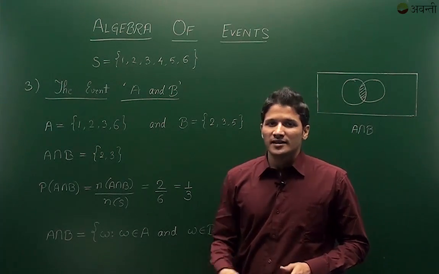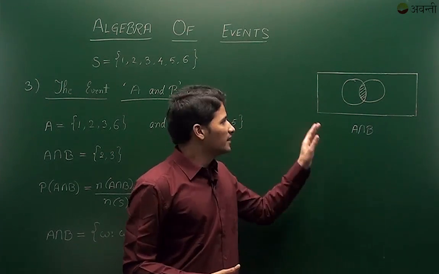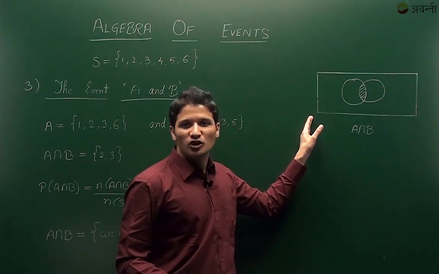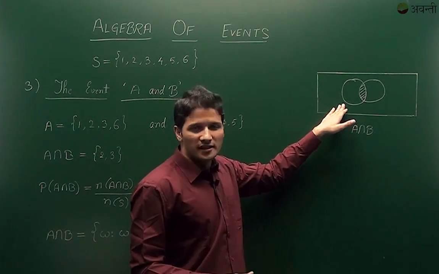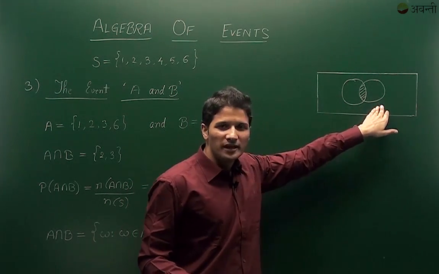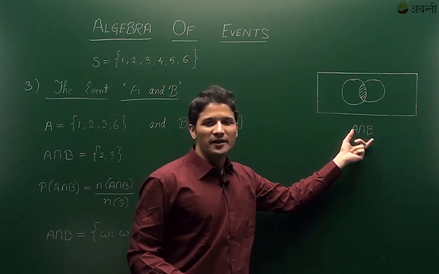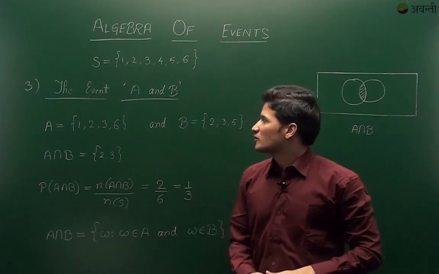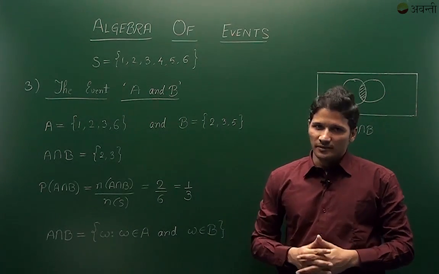And we can also write this in the form of Venn diagram, where this entire box is a sample space S or universal set, and this first circle is our event A and this circle is our event B, and the shaded part is our event A and B, which is A intersection B. So this was the event A and event B.